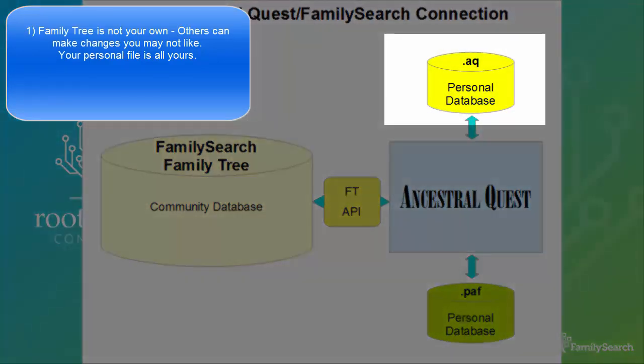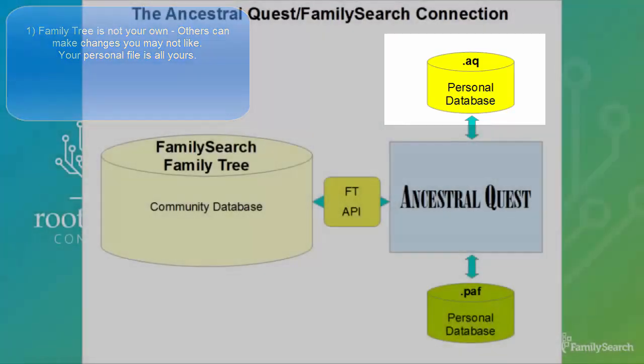Whereas if you have your own personal file, as you review your copy with the community copy of the records, you'll see that data has been changed, and because you have the original copy of your findings, you will more easily be able to correct these problems in the community tree.